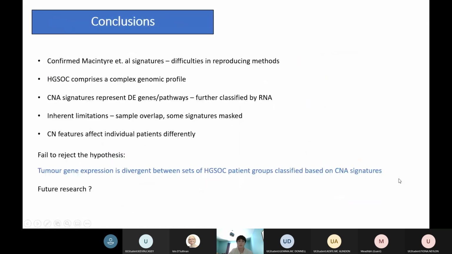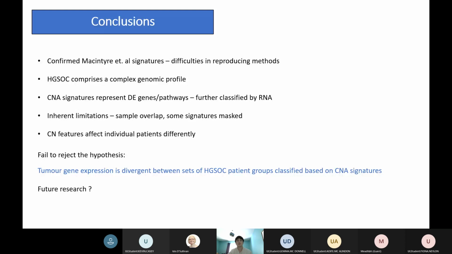So overall, in conclusion, I was able to confirm McIntyre et al. signatures. However, there were difficulties in reproducing their methods, and I had to use their results and data to generate the signatures. However, it was clear that high-grade serous ovarian cancer comprises a complex genomic profile involving a multitude of biological mechanisms. And it was clear that copy number does affect differential expression, as CNA signatures did represent actual biological genes and pathways that were able to be further classified by RNA.